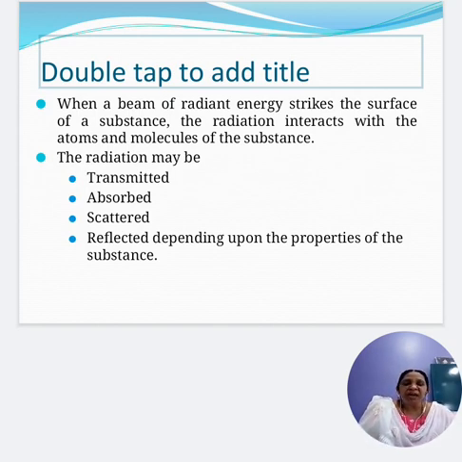So the radiation may be either transmitted, absorbed, scattered, or reflected, depending upon the properties of the substance. When a beam of radiant energy strikes the surface of a substance, the radiation interacts with the atoms and molecules of that substance. And the radiation that strikes that surface can either be transmitted or absorbed or scattered, or it may be reflected back depending upon the properties of the substance.